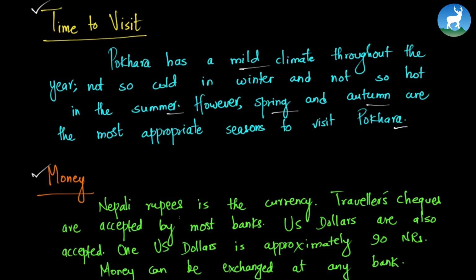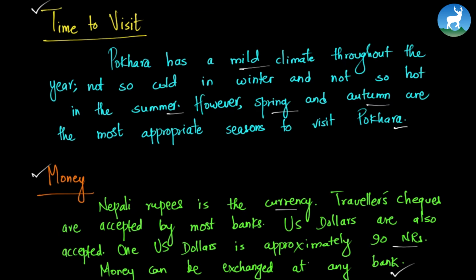Money. Nepali rupees is the currency. Travelers' checks are accepted by most banks. US dollars are also accepted. One US dollar is approximately 90 rupees, but the price keeps on fluctuating depending on the exchange rate. Money can be exchanged at any bank. Now this is how the leaflet ends.